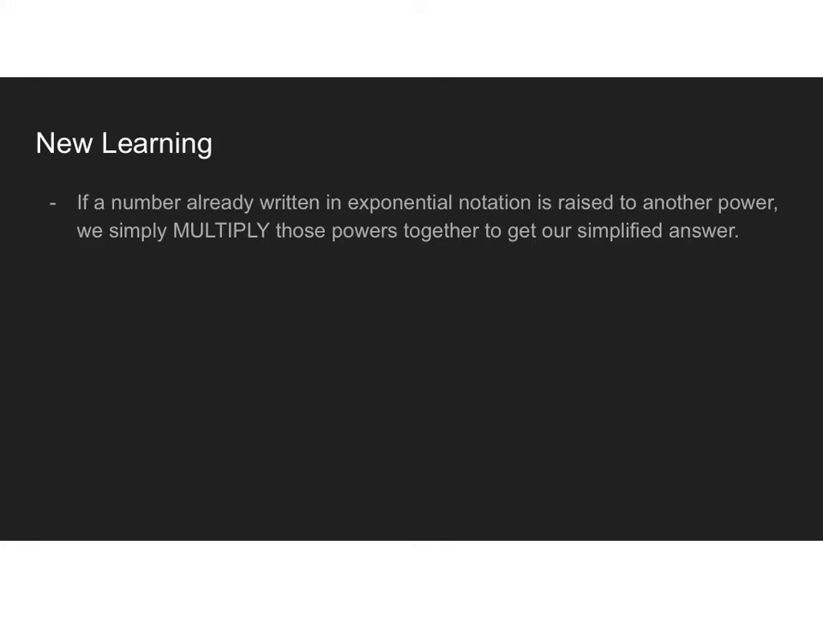All right, our new learning for today. If a number is already written in exponential notation, so say we have 5 to the 4th power, and is raised to another power, so this whole group is raised to another power, we simply multiply those two powers together to get our simplified answer. Okay? Make sure you have this down. This is our new learning. This is the new shortcut rule we have learned for today, and we're going to continue practicing as we move on.